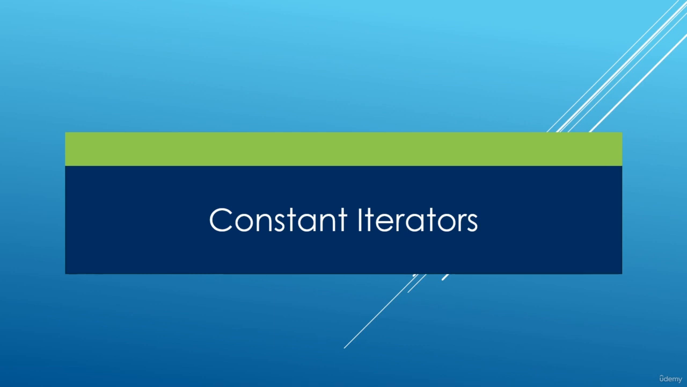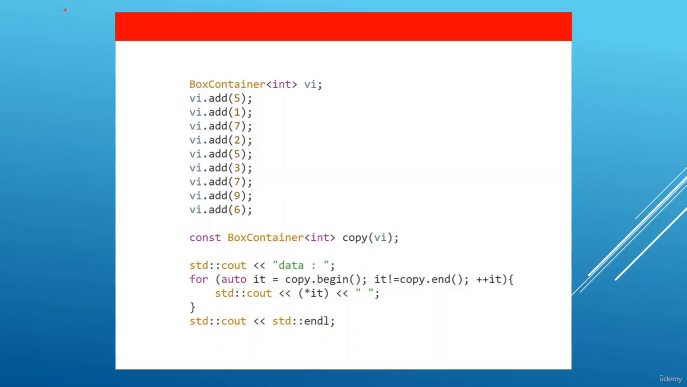In this lecture, we're going to set up constant iterators for our box container class. And now you must be asking, why would you need constant iterators? Let's look at a simple example. Here we have a box container. It is an innocently looking box container object, vi.